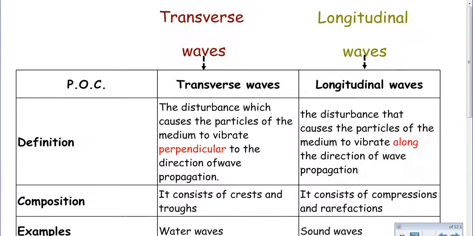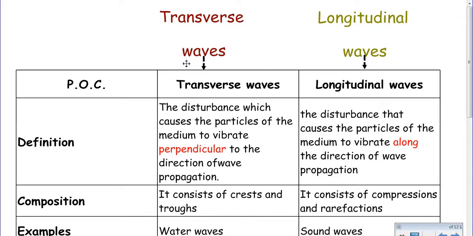Okay, let's study the first two types. The first one is called transverse waves, and the transverse wave is the disturbance which causes the particles of the medium to vibrate perpendicular to the direction of wave propagation. But longitudinal, what is meant by longitudinal? It is the disturbance that causes the particles of the medium to vibrate along or in the same direction of the wave propagation.